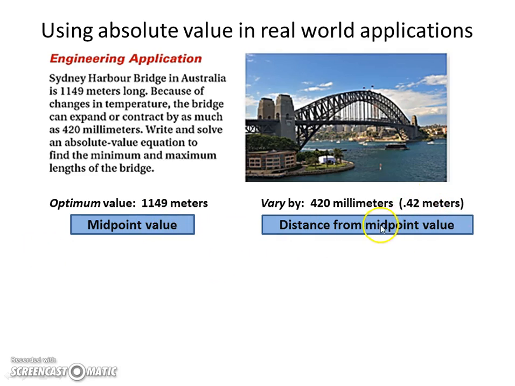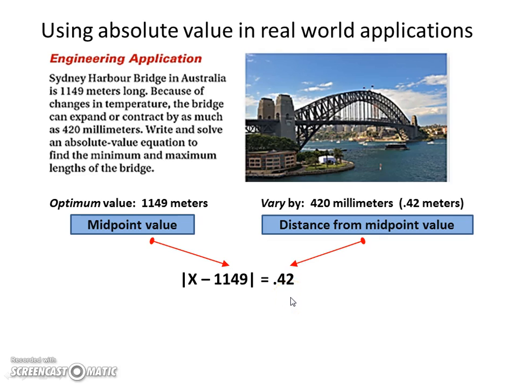So if you think in terms of a segment, or what we've been doing in the past, we can go plus 0.42 or minus 0.42. So our absolute value equation would be x minus 1149 equals 0.42. Once again, this is what we want it to be, and this is how much we're allowing it to vary by. Okay, so it can go up or down by 0.42. Same thing we've been doing, but now we're doing it with real life problems.